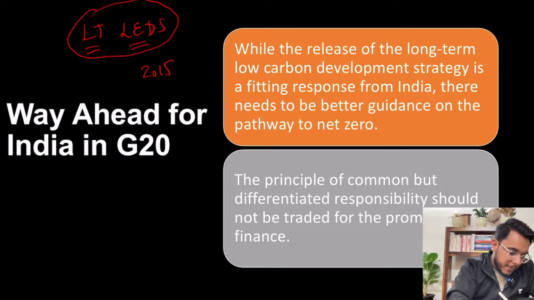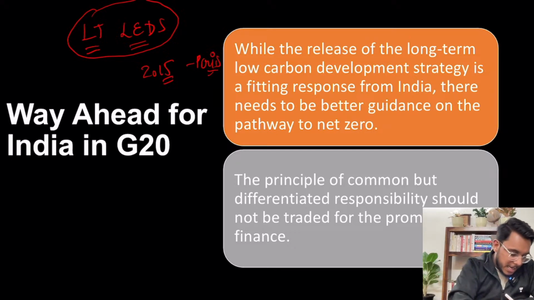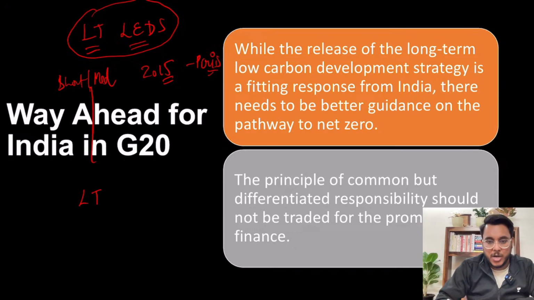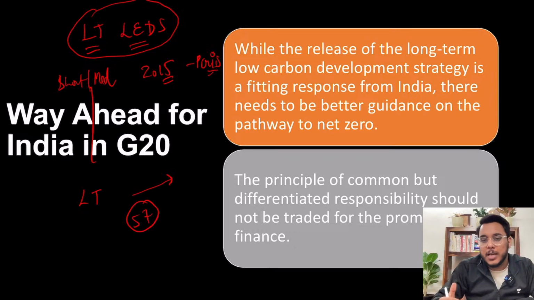Basically in 2015 when the Paris Agreement was agreed, it was provided that the countries will submit two types of strategy to reduce carbon emissions. Number one will be the short and medium term strategy, and the second is the long term strategy. Now recently India submitted its long term strategy, and India is among the 57 countries which have done so up till now. This strategy is a fitting response to the developed world that India is really serious.